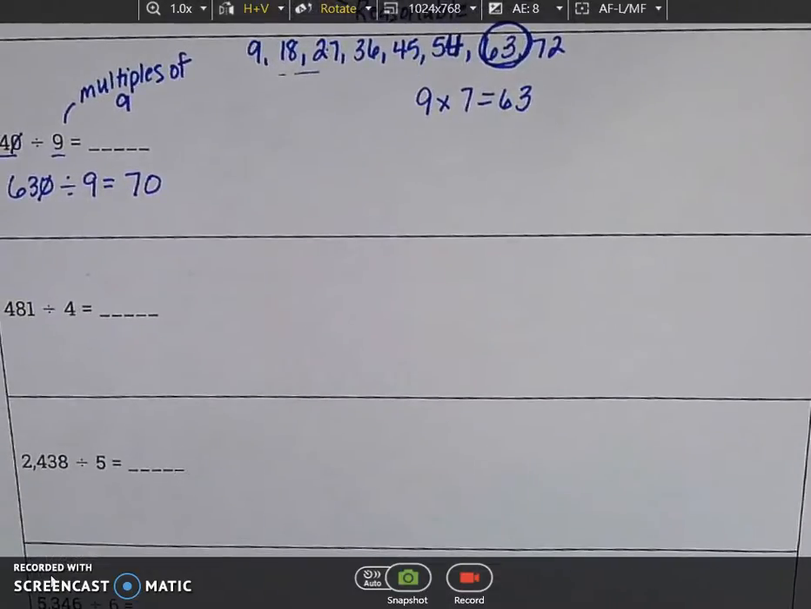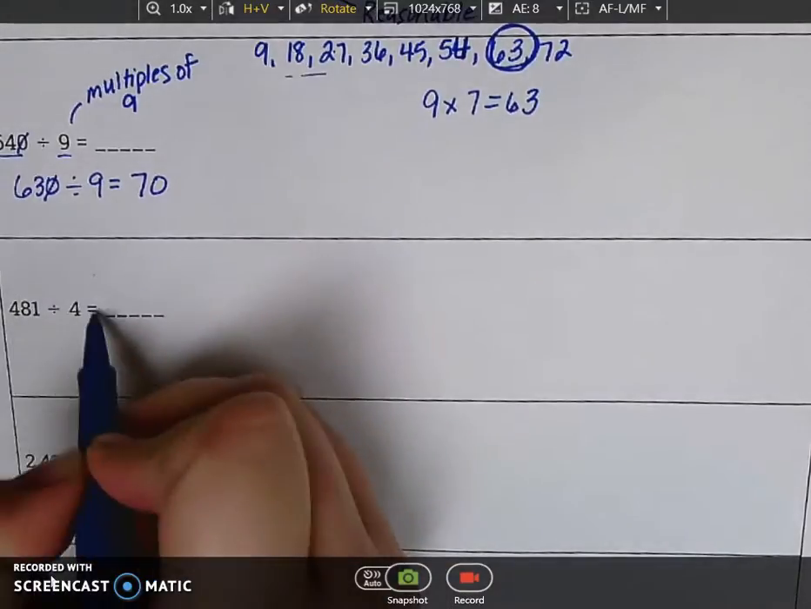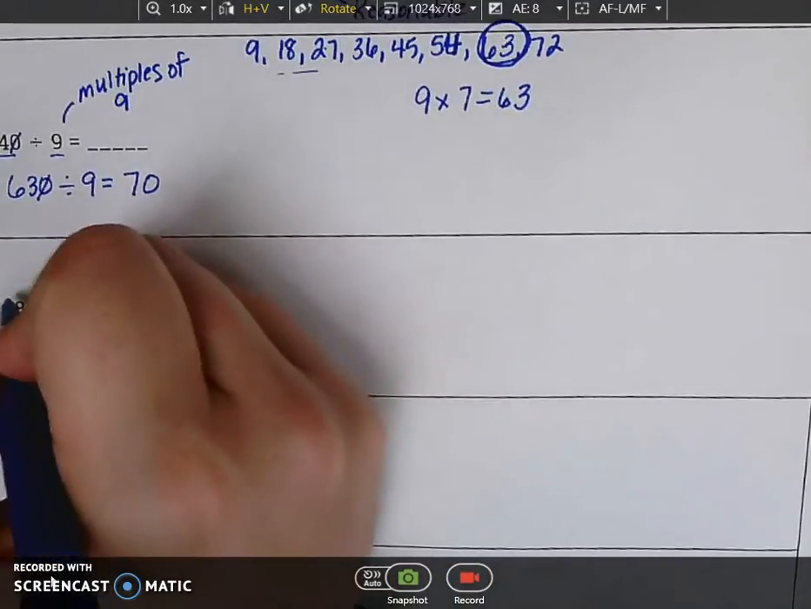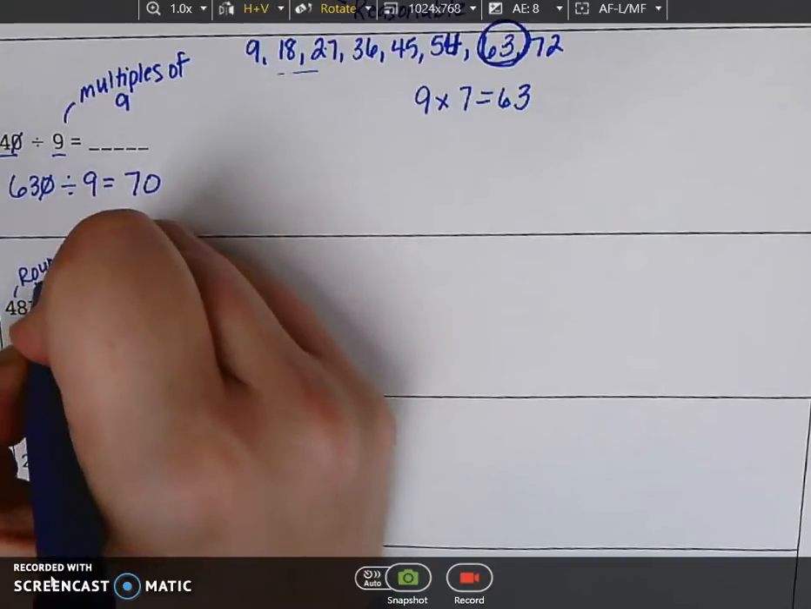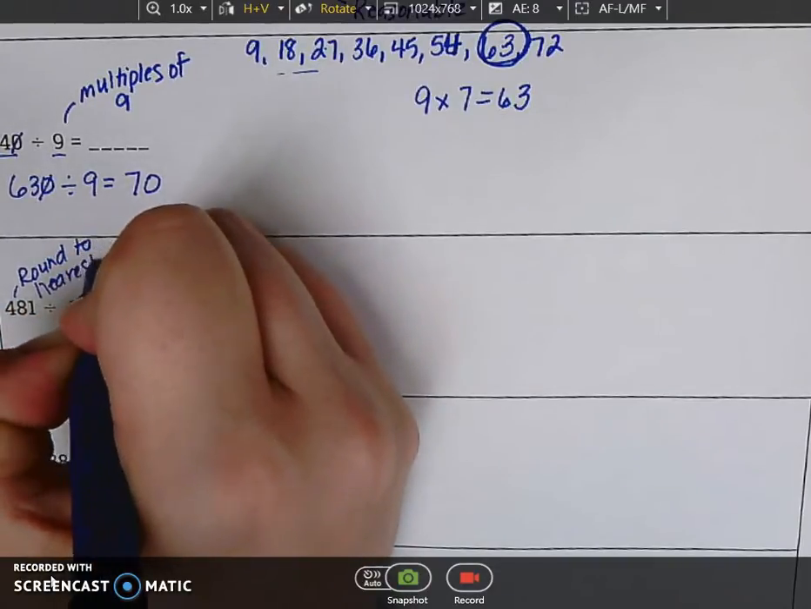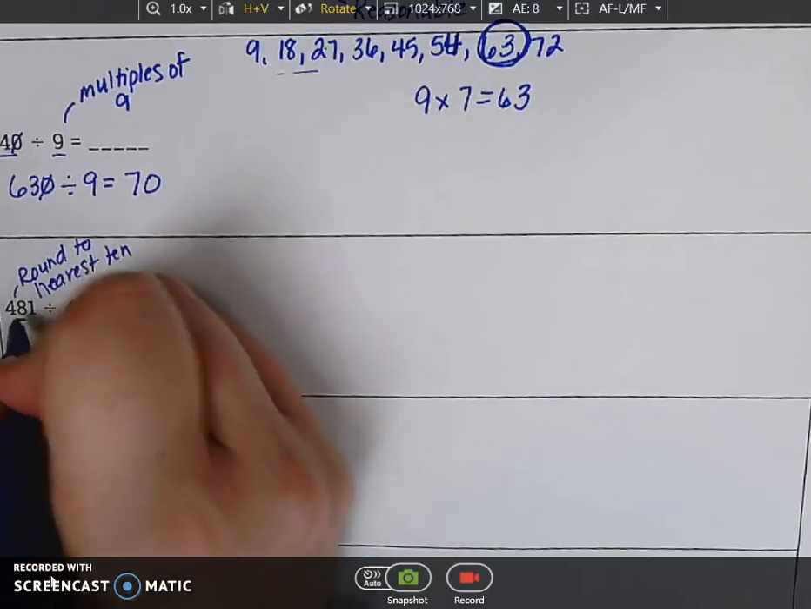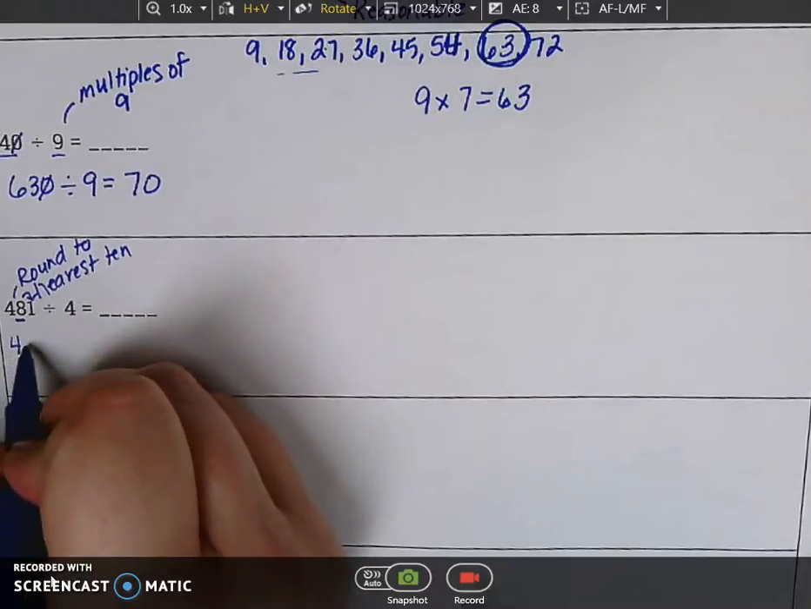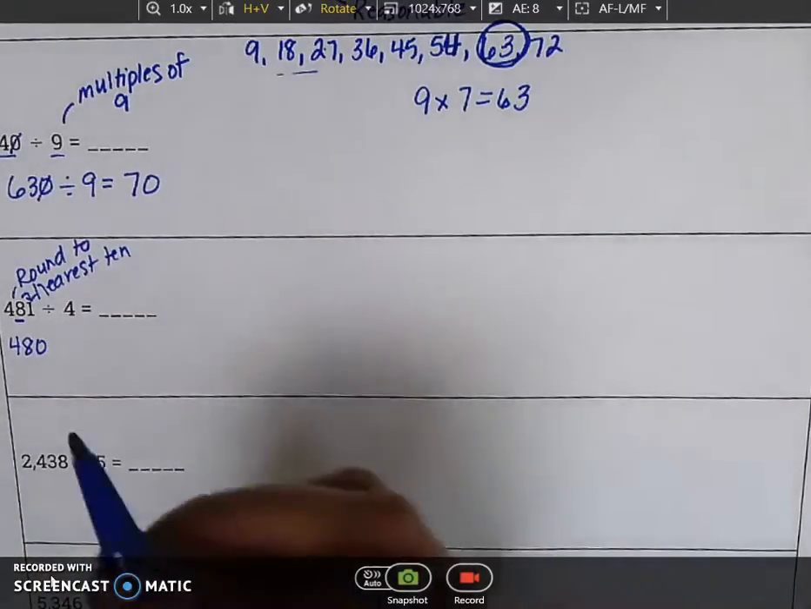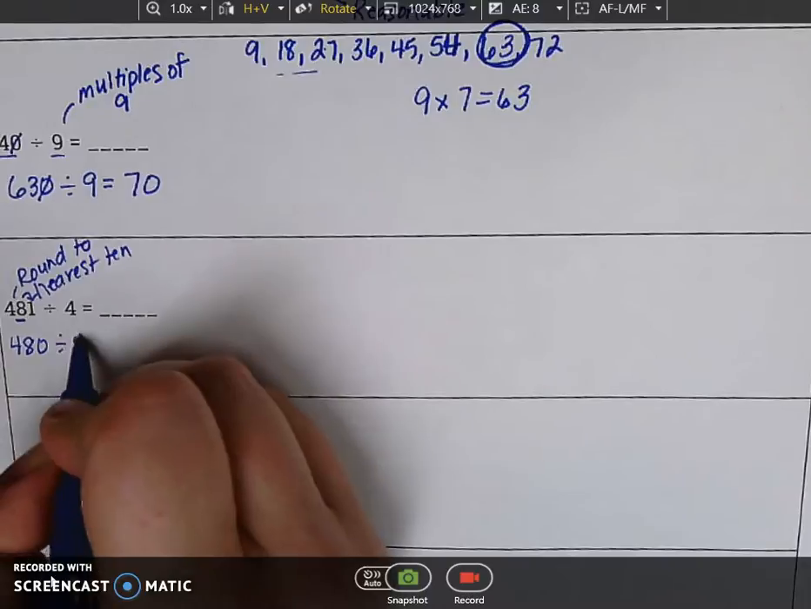So let's look at the next one here. 481 divided by 4. So the first thing I want to do is round to the nearest 10. So I'm going to look at this 8 here. I want to look to the number to the right. The 1 makes it stay the same, so it's going to be 480 divided by 4.